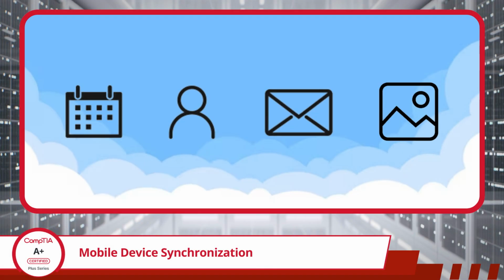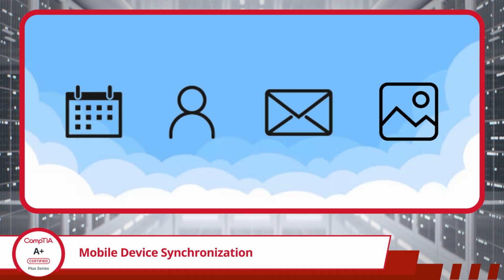Some of the most commonly synchronized data types are calendars and contacts. Calendar synchronization ensures that appointments, meetings, and reminders remain consistent across devices. If a meeting is added or changed on one device, it automatically appears on others. Contact synchronization works in a similar way, keeping phone numbers, email addresses, and contact details updated everywhere the user signs in.